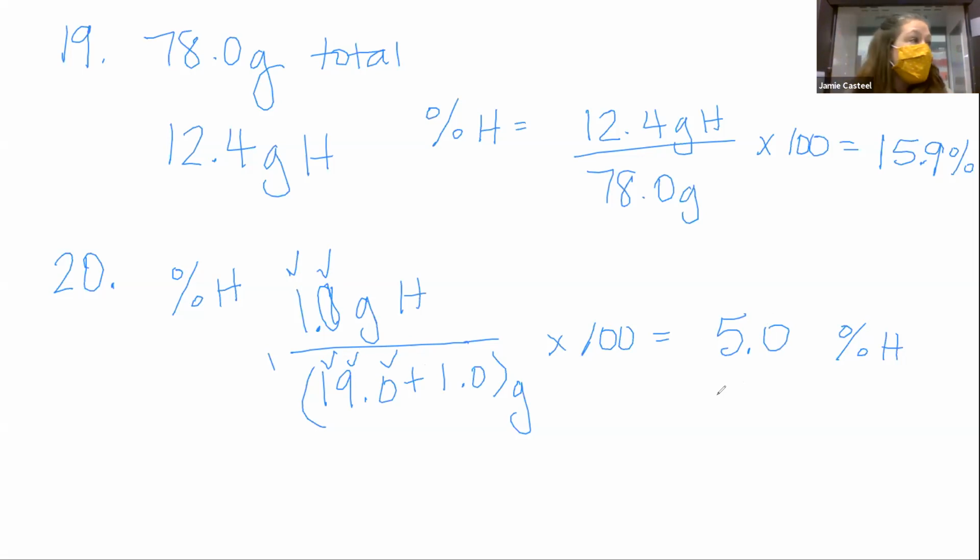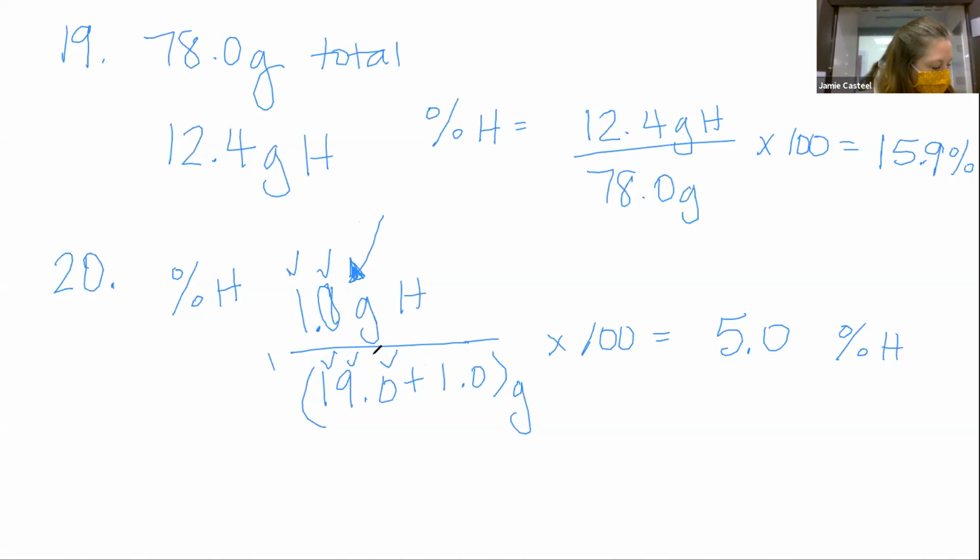5.0. Remember, if you're multiplying and dividing, look at your numbers. Whichever one has the fewest significant figures is what we're going by. Why does this 0 count? Because there's a decimal in the number, okay?